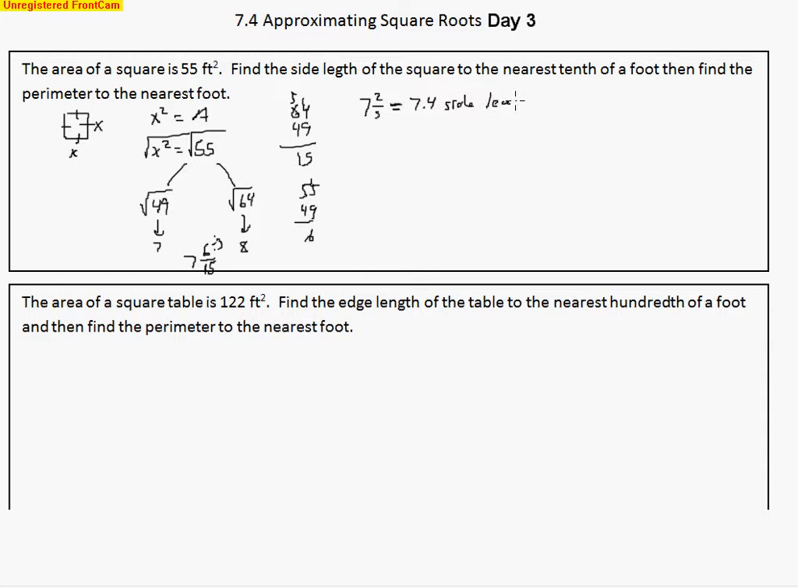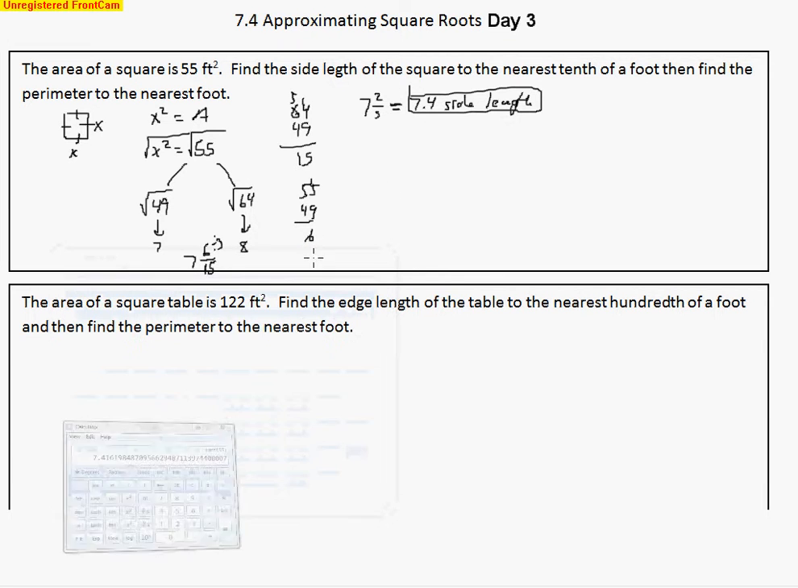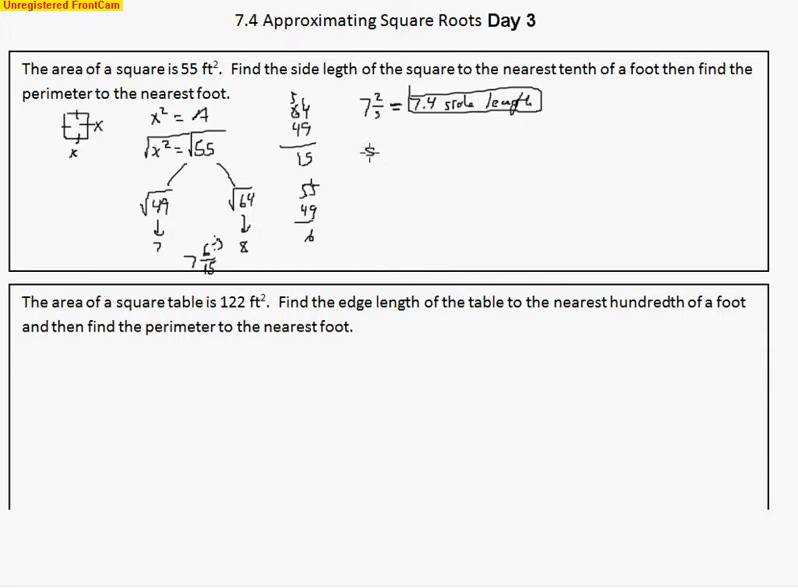And we can check that answer with the calculator. If we pull up the calculator and take the square root of 55, you see 7.41. That's really close to the side length we thought. Now we're going to take that answer and find the perimeter. Since there are 4 sides, I'm going to take one side and multiply it by the total sides, and that's going to give me the perimeter.